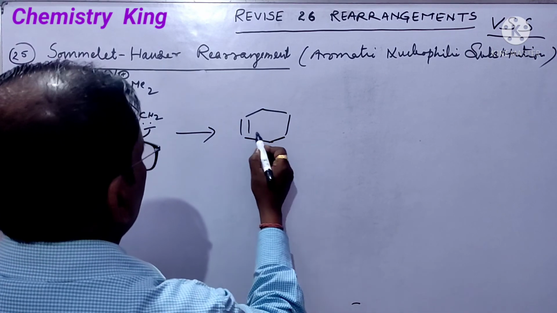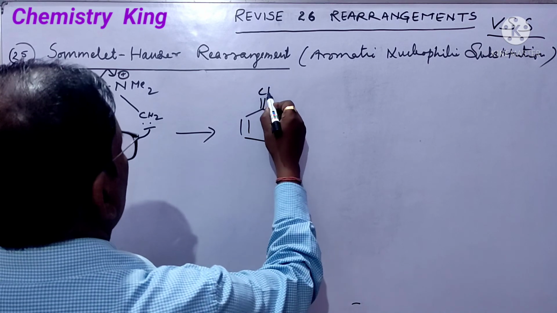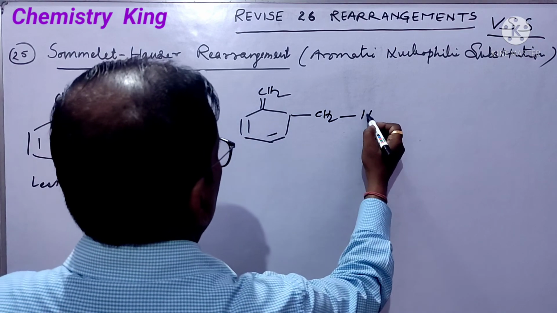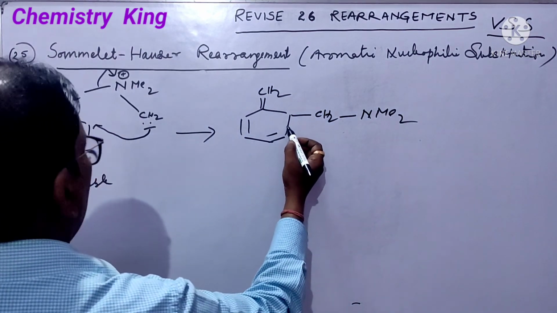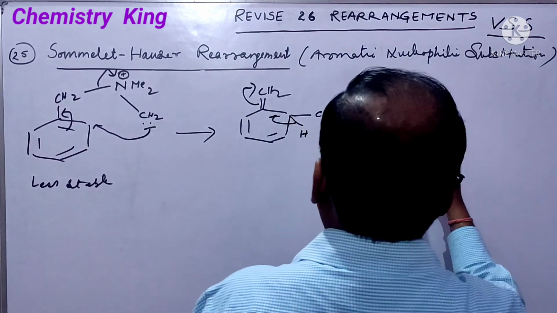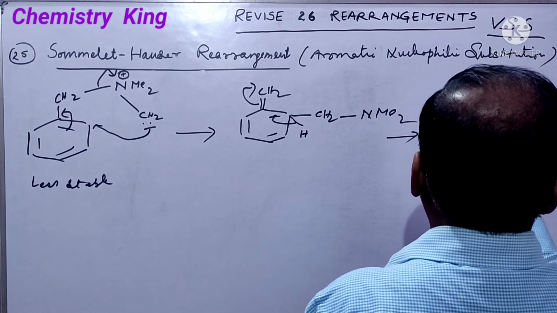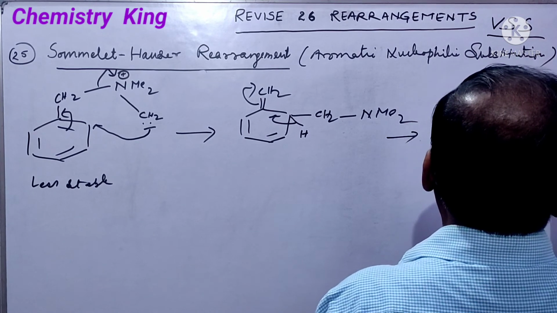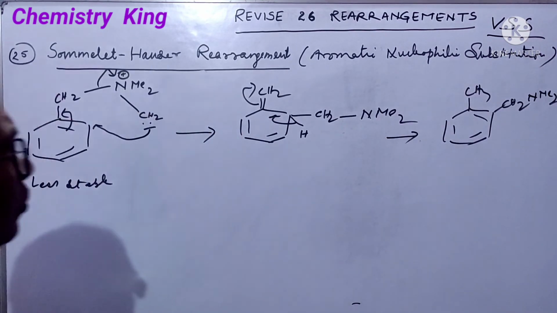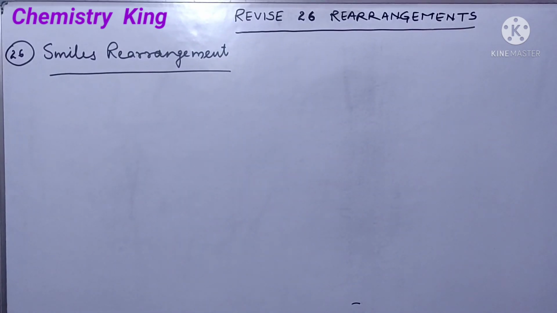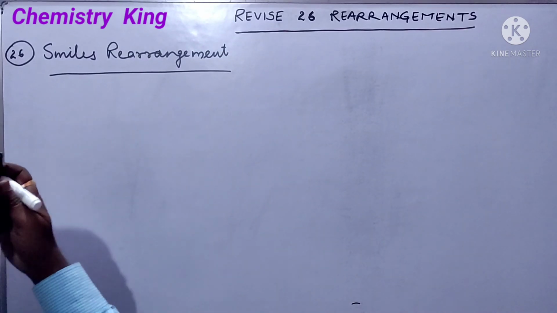So you will get here this, a double bond, CH2, and here CH2 and Me2, and hydrogen is here. Now it will come here, it will come here, and you will get CH3, CH2, and Me2. This is all about the Sommelet-Hauser rearrangement. Number 26, Smiles rearrangement.